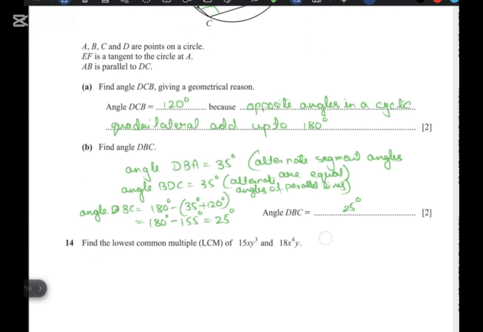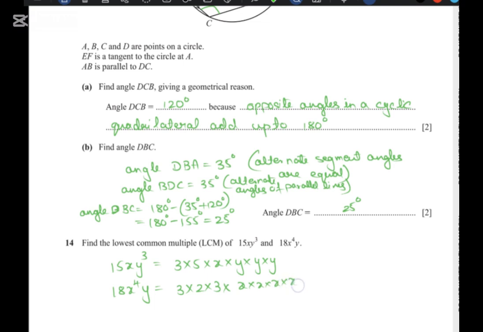14 now. Find the lowest common multiple of 15xy cube and 18x raised to 4y. So split them all into factors. First write 15xy cube as 3 into 5, prime factorization you need to do, into x into y into y into y. 18x raised to 4 into y will be 3 into 6, that is 3 into 2 into 3 into x into x into x into x into y.